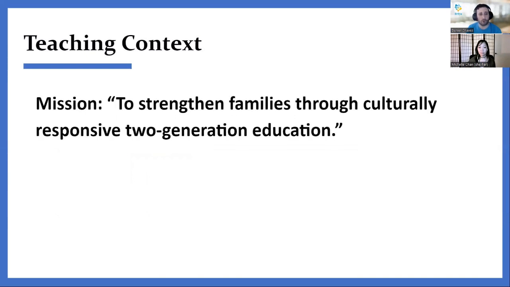The mission of our organization, of Briya Public Charter School, is to strengthen families through culturally responsive two-generation education. We believe that parents are their children's first and most important teachers, and everything we do is to help improve not only literacy for themselves, but also for their children and get the best possible results.